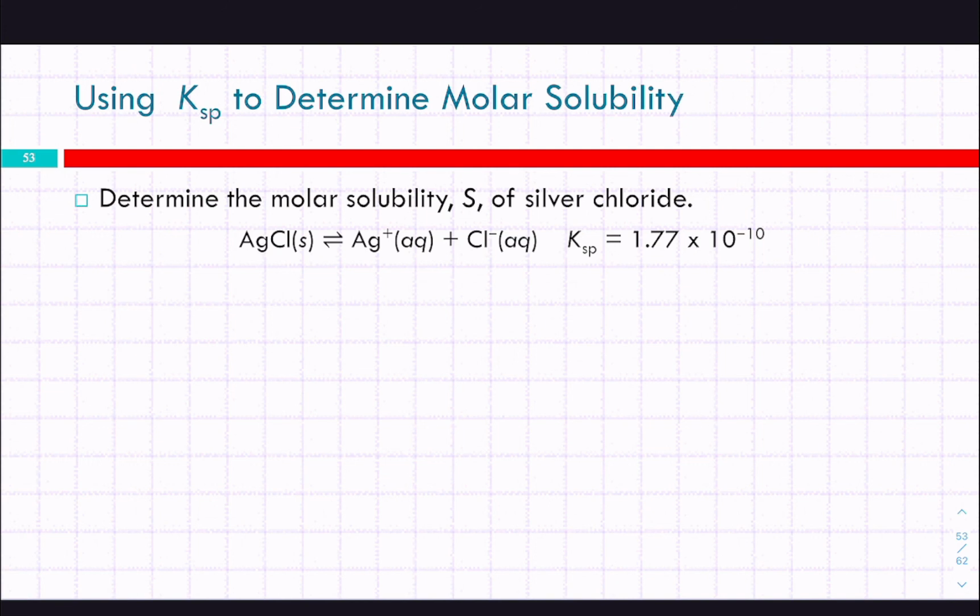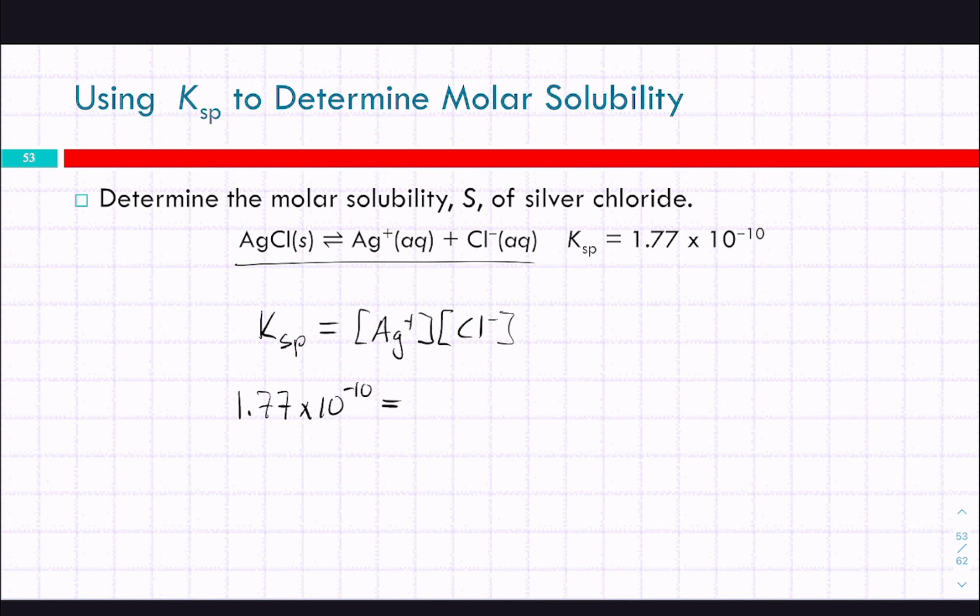We write out the KSP equation. Here we're given the dissolution reaction. So KSP equals Ag plus times Cl minus. Then we can put in the KSP that we were given. I'm doing this probably in more steps than it really needs to be done, but that's okay.